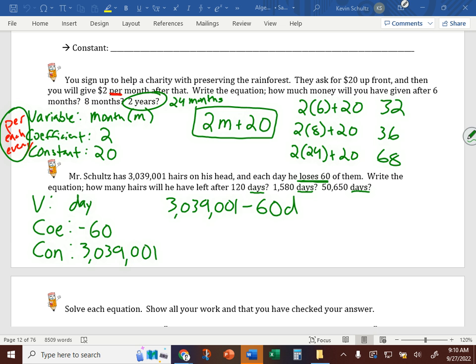You could also write this to be negative 60d plus 3,039,001. You can rearrange the order of the terms in the expression as long as you keep their signs the same. As long as 3 million's positive and negative 60d, it's going to give you the same result. Okay, some folks always like to have their constant come last, like in slope-intercept form, if you remember that from last year. But the top expression works as well.